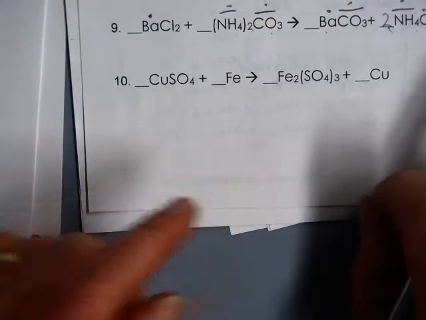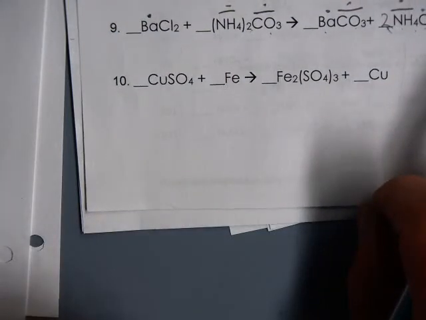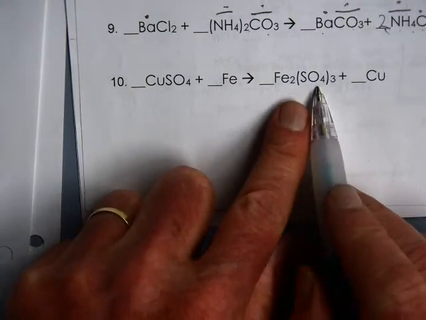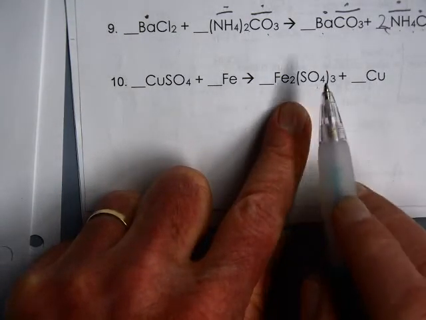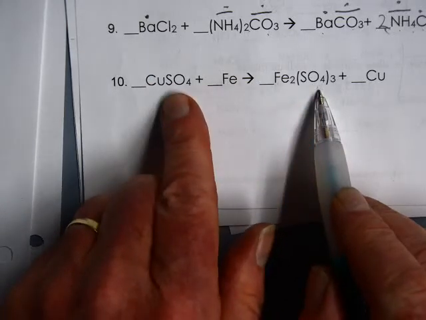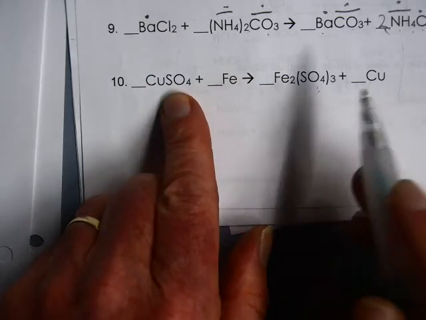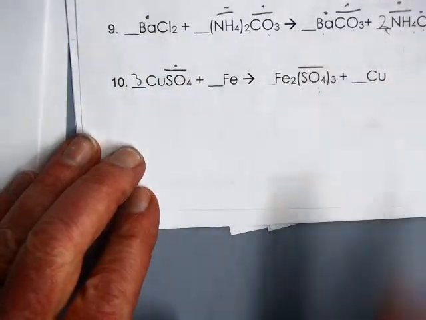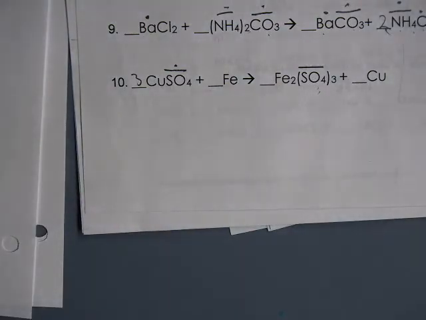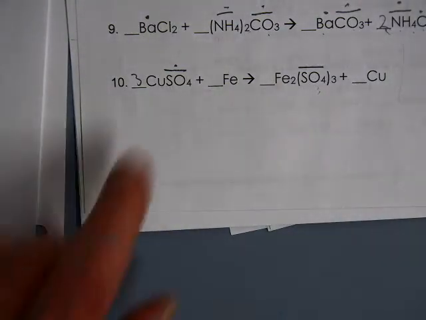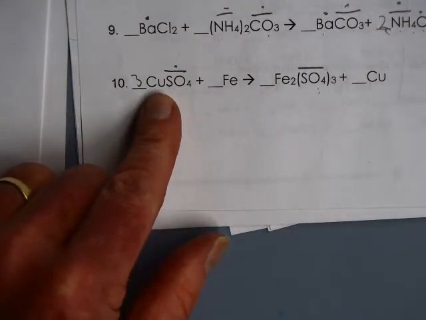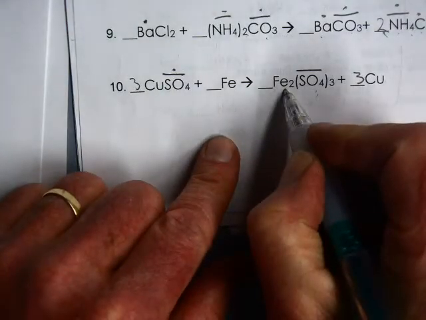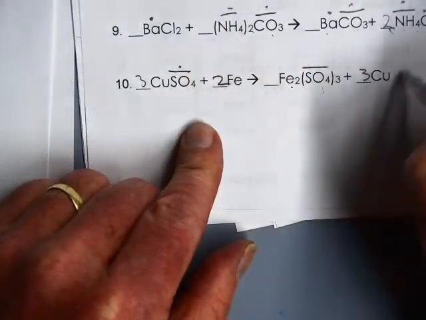Like Josh just suggested, it's probably easiest to balance the sulfates first, and he's quite right. I've got 3 sulfates here, 1 here, so I need a 3. Now the sulfates are dealt with. The only things left are the atoms. So I've got 3 copper here, and now I've got 3 copper here. I've got 2 irons here, and now I have 2 irons there.